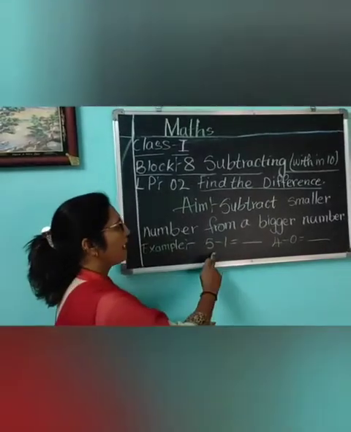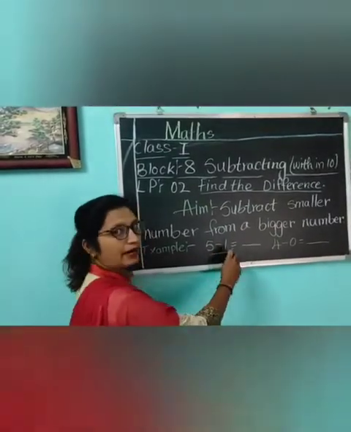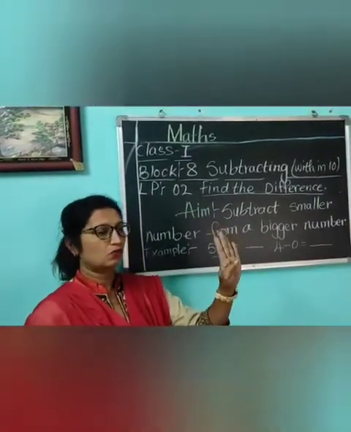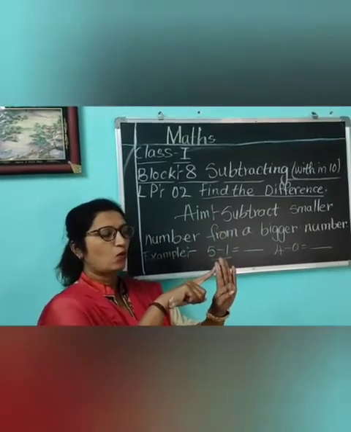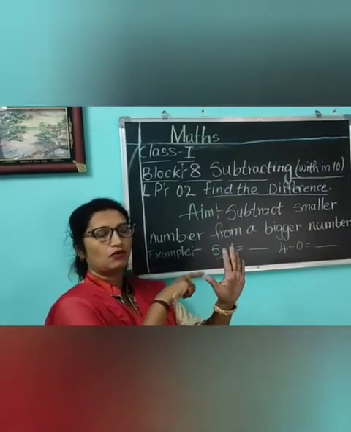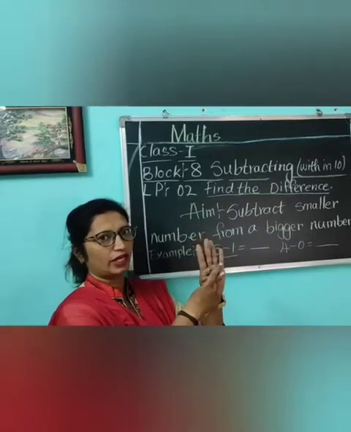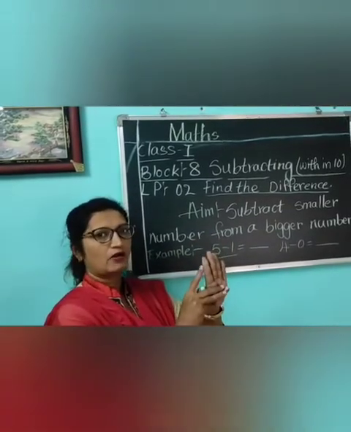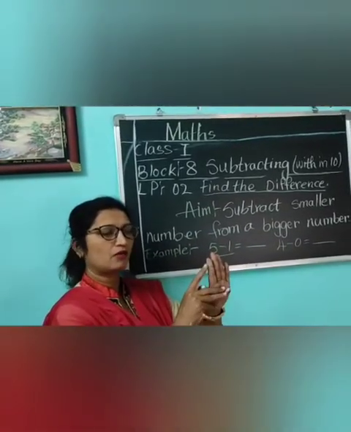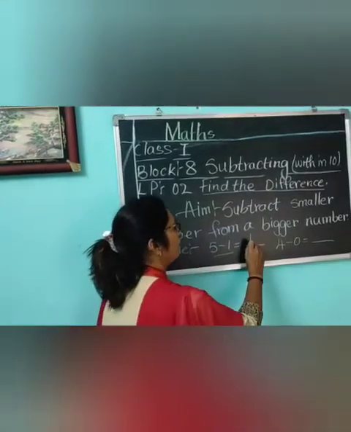Examples here. 5 minus 1. How many are there now? 1, 2, 3, 4. 5 minus 1. We have to take out, take away. How many are there now? Fingers? 4 fingers. Right? 4.